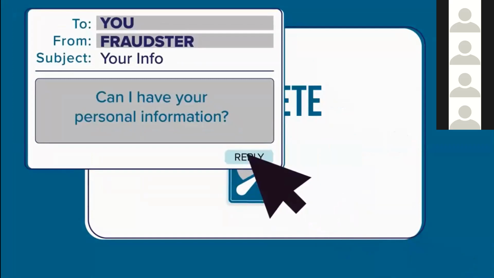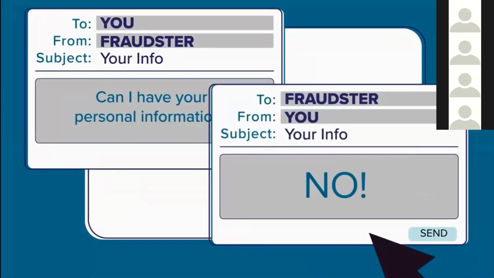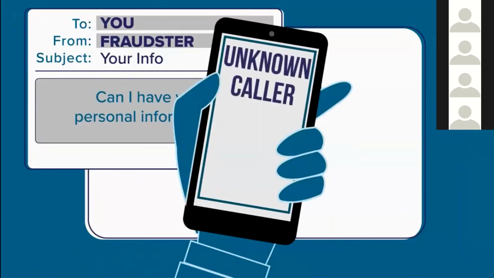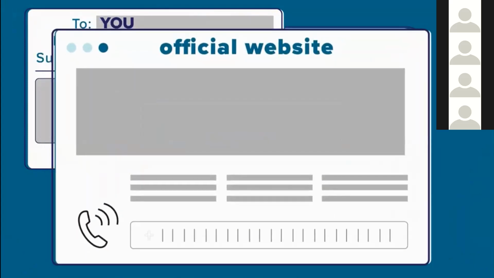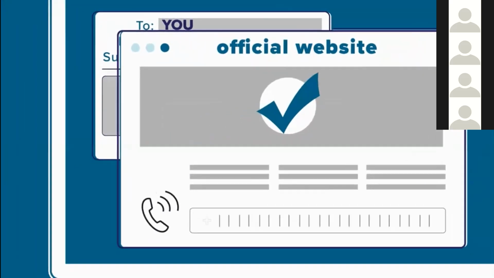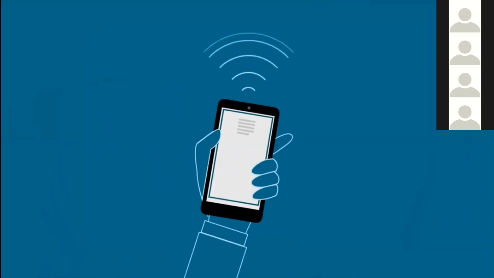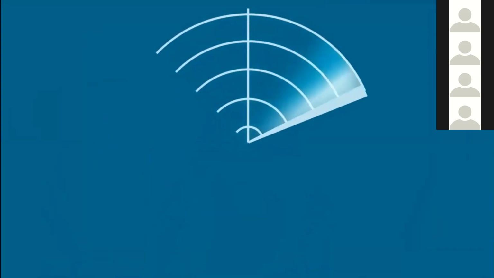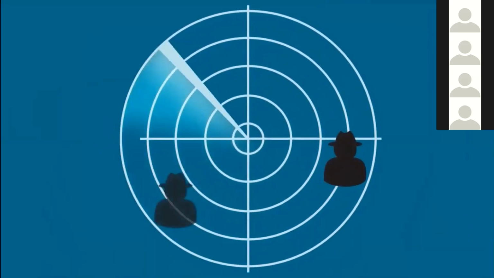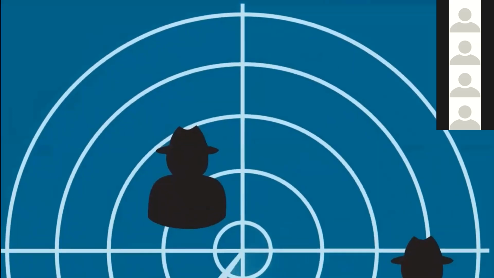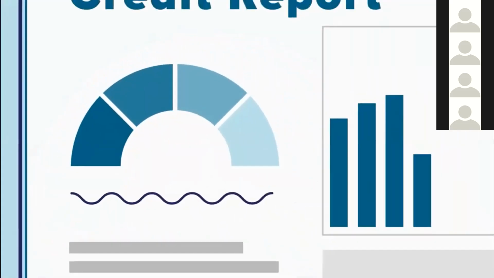Never send personal information via email. Reputable organizations will never ask for this. If you receive a phone call asking for information, ask to call them back. Find their official phone number online and call that number back to verify the claim. Avoid using unsecured public Wi-Fi networks where hackers can be lurking. Check your billing statements and credit reports regularly to spot any suspicious activity.